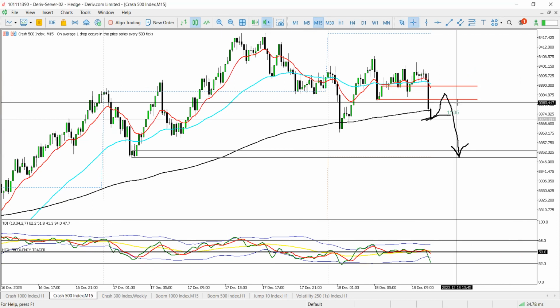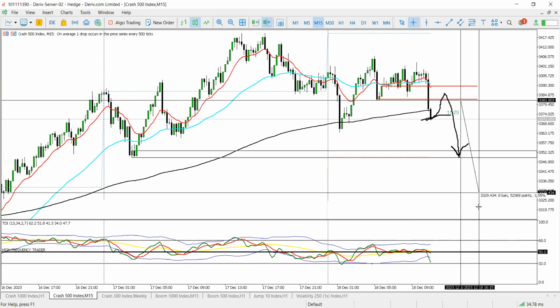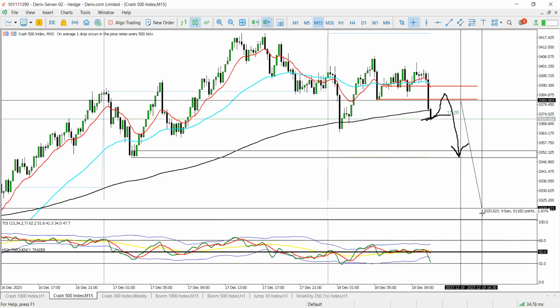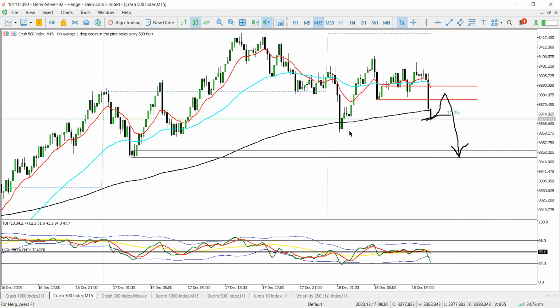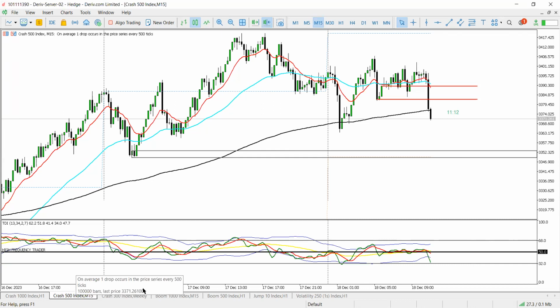And the target basically will be about 29, 30 pips. This is a 30 pip scalp, unless they break the zone, maybe retest it and continue pushing down. We might consider holding or entering another sell. So C500, that's my current view.